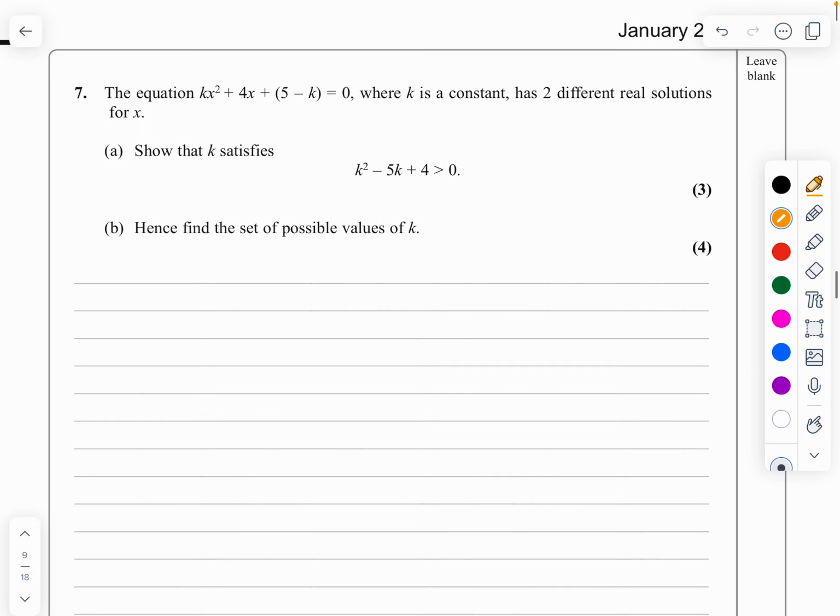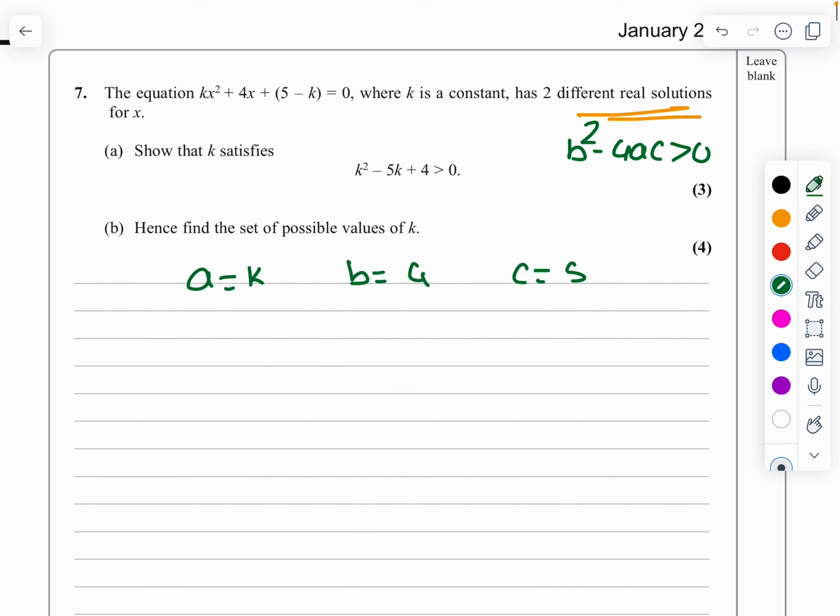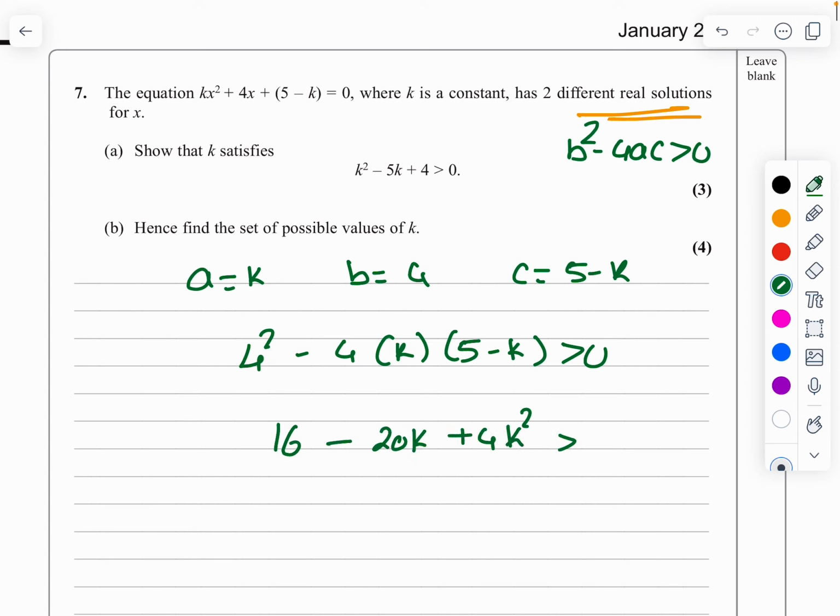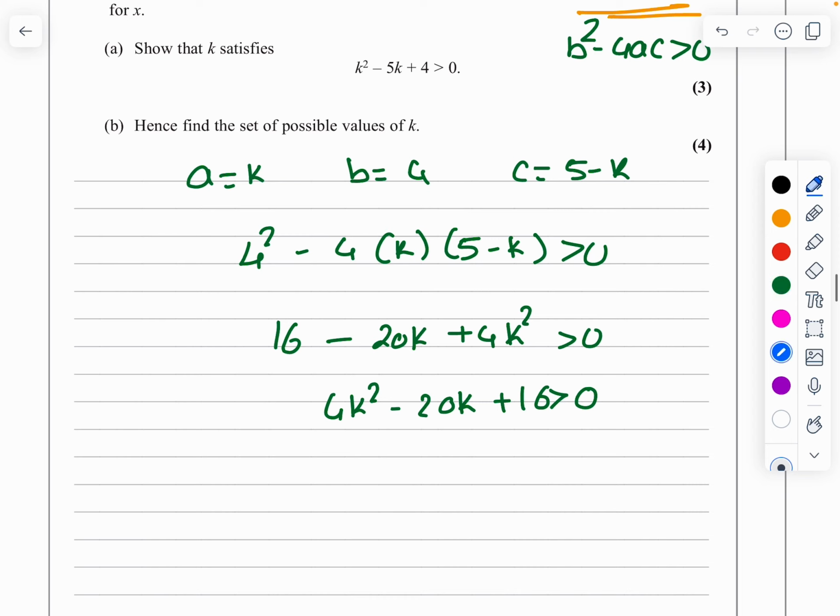Next has two different real solutions. So b square minus 4ac is greater than 0. So a equals k, b equals 4, c equals 5 minus k. So 4 square minus 4 times k times 5 minus k is greater than 0. 16 minus 20k plus 4k square is greater than 0. So write in proper order. 4k square minus 20k plus 16 is greater than 0. Divide by 4. We get k square minus 5k plus 4 is greater than 0.